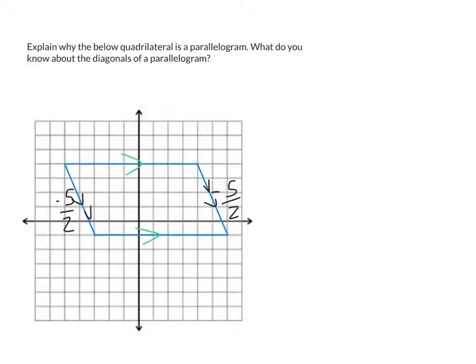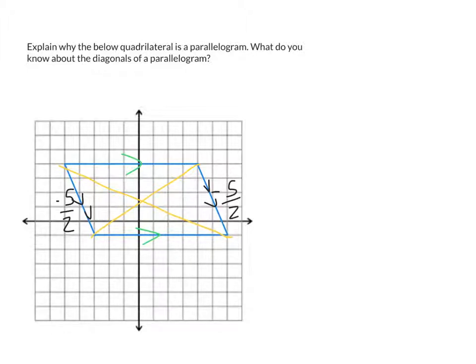Could it be a rhombus? Well, I could figure out the length by just counting this one, and then I could use the distance formula for this one and show, hey, no, they're not congruent, so it can't be a rhombus, so it's got to be a parallelogram. Okay? Now, what do we know about the diagonals of a parallelogram? And when I say diagonals, remember, we mean the guys that cut through the parallelogram, that guy and that guy. Okay? What do I know about them?